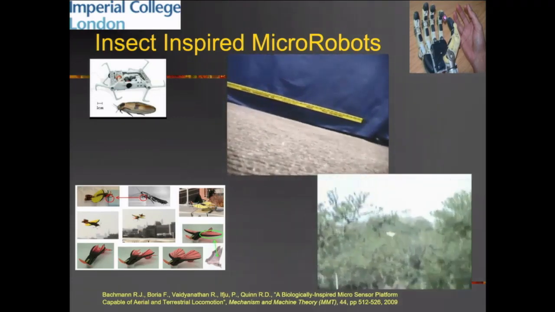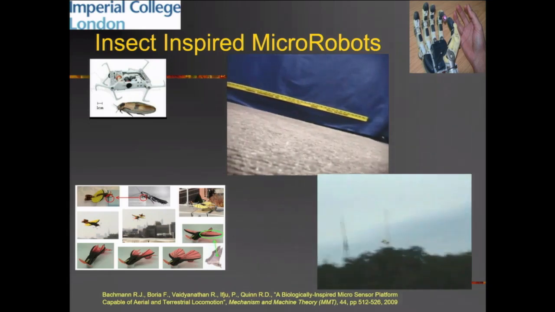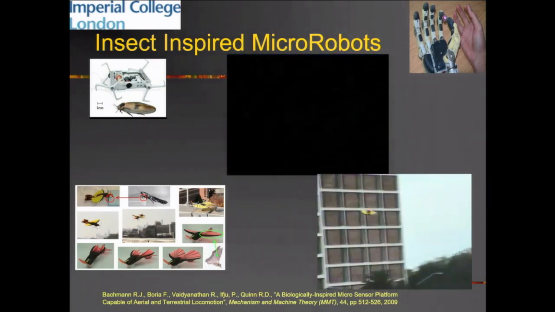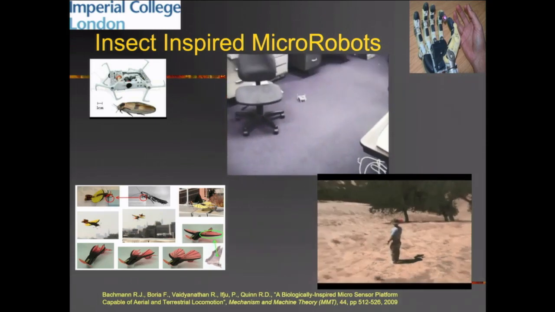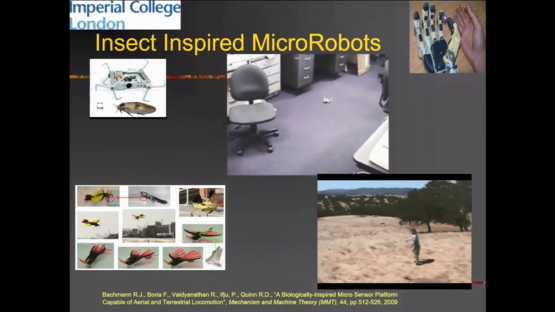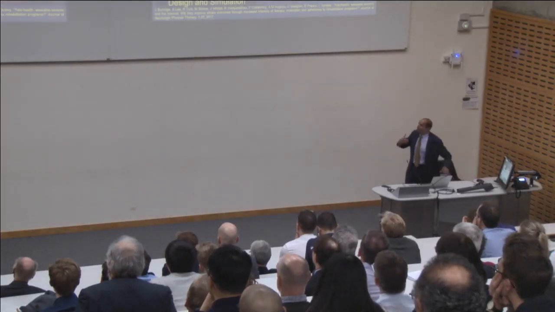Tokyo Broadcasting Systems and the Discovery Channel did specials on that robot. We published this work in Mechanisms and Machine Theory some time ago. The paper's been cited quite a bit. So that was for mobile robots.